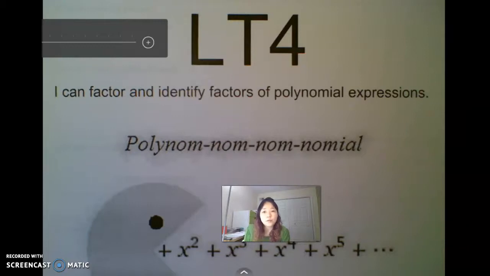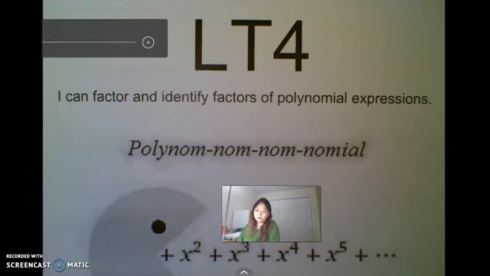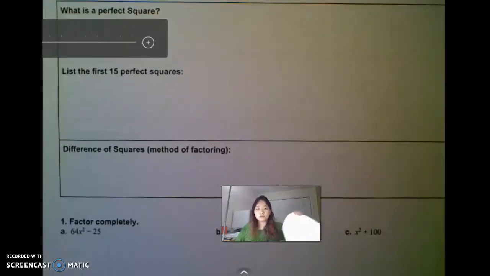Learning target 4: I can factor and identify factors of polynomial expressions. Let's get started. So we are going to start with factoring. In factoring, we have factoring difference of squares, factoring greatest common factor, and then factoring by grouping. First, we are going to talk about factoring by perfect squares.